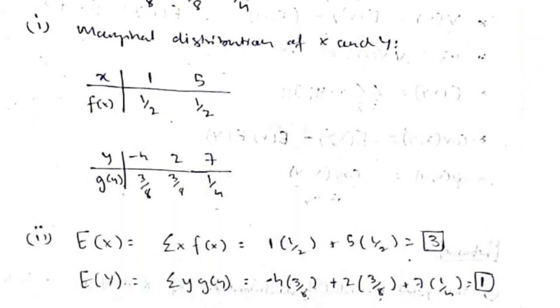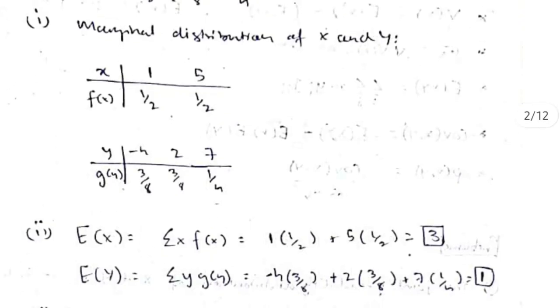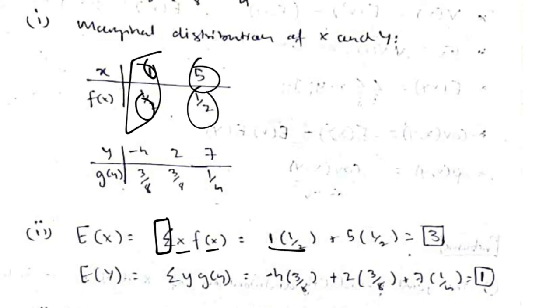Now see here, what is E of x? E of x means the summation of x into f of x. In this, what is the x value? The x value is 1. What is f of x? It's 1 by 2, right? So we'll be multiplying 1 and 1 by 2 and writing here, then plus x into f of x: 5 into 1 by 2 will be multiplied and written here, and finally adding both these values.